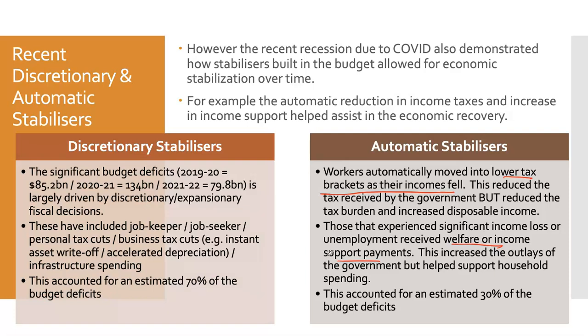Because this was such a recession, such a shock to the economy, the government adopted significant discretionary stabilizers, things like JobKeeper, JobSeeker, personal tax cuts, business tax cuts, such as the instant asset write-off and accelerated depreciation. And they even brought forward some infrastructure spending. This was all designed to stimulate activity, give people jobs, give people money so they could spend and hopefully make the recession not as big as it could have been. And this was a massive effort by the government and accounted for 70% of the budget deficits.